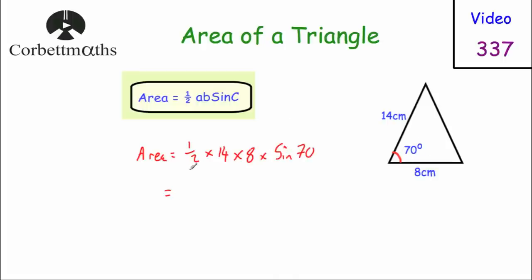When we do that on our calculator, we've got a half multiplied by 14 multiplied by 8 multiplied by the sine of 70. You get that's equal to 52.623 centimeters squared to three decimal places. I've rounded that to three decimal places, and because it was an area question, we've got our units of centimeters squared. And that's it. If you want to find the area of a triangle, and you know two sides and the angle in between them, you can just do a half ab sine C.